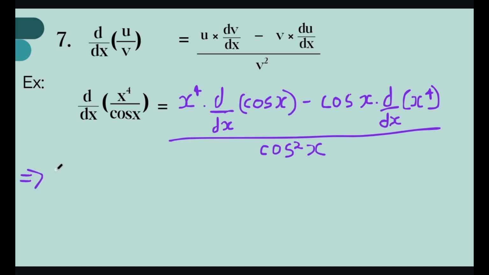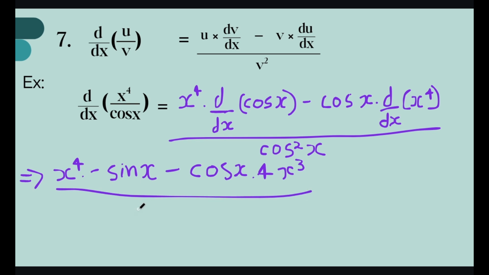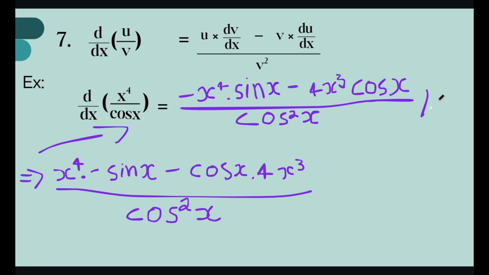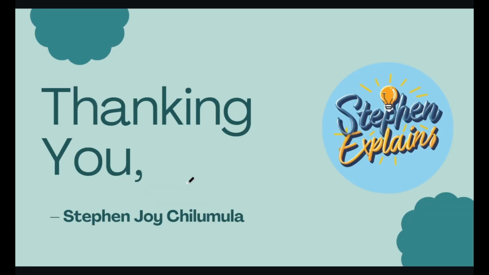Now on solving, x to the power of 4 into minus sin x, minus cos x into 4 into x to the power of 3, divided by cos square x. Now this would be the final answer.